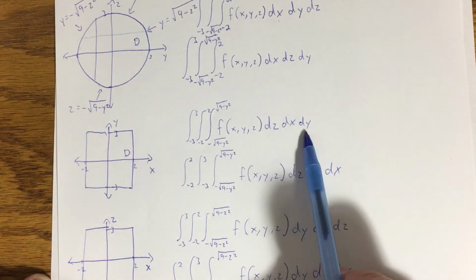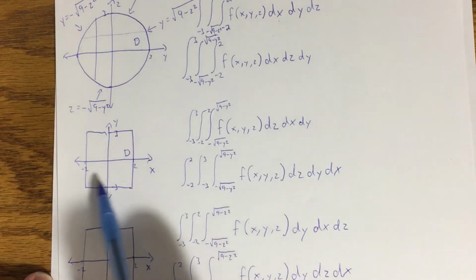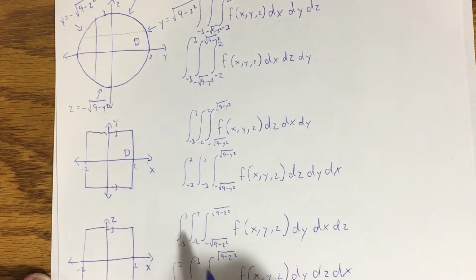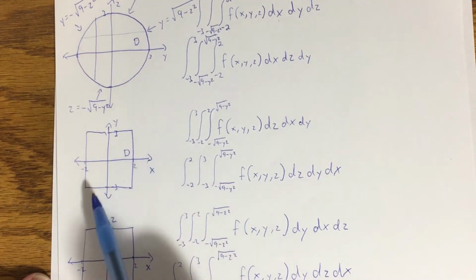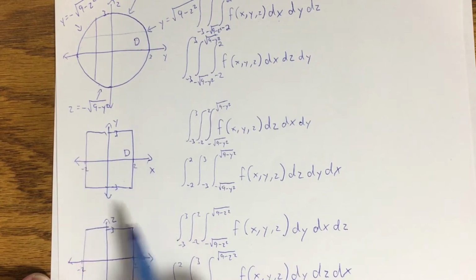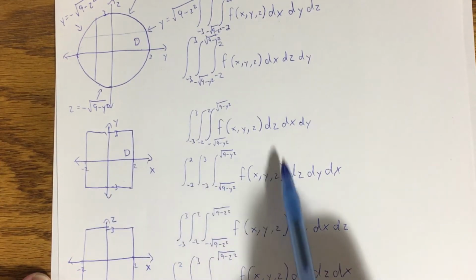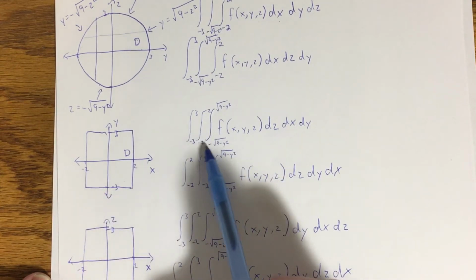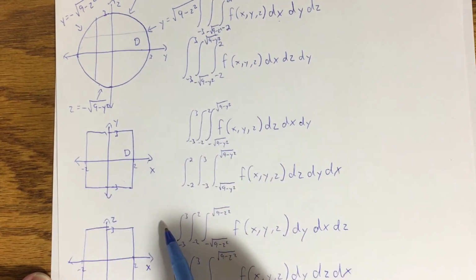Integrating with respect to x and y is simply a matter of looking at the restrictions on x and y in this diagram. Because I have a rectangle here, both of those are going to look like intervals. For x, it's the interval from -2 to 2, which you can see. For y, it's the interval from -3 to 3.